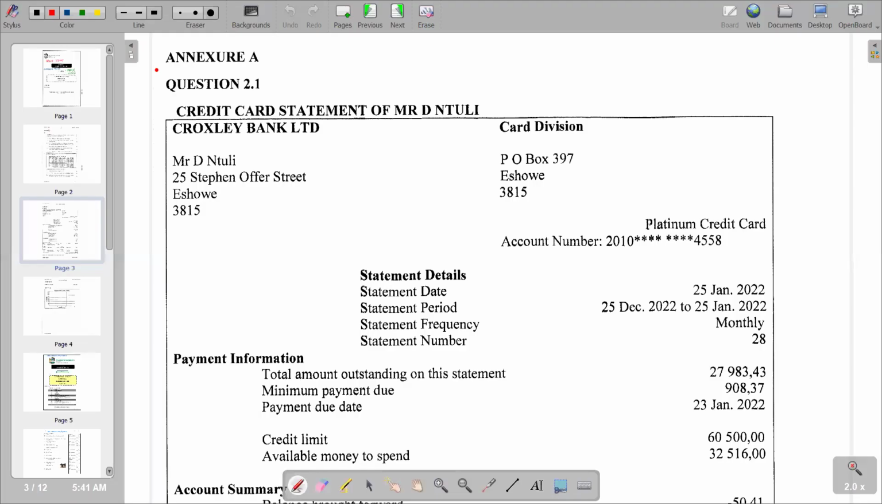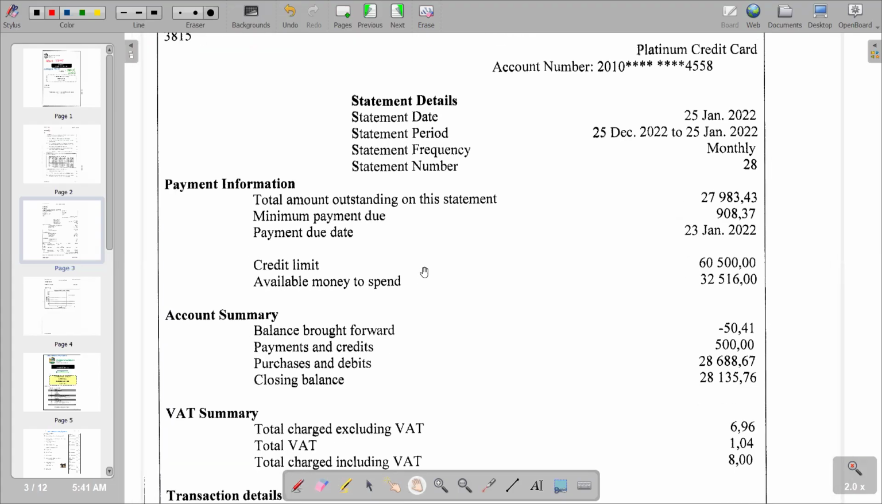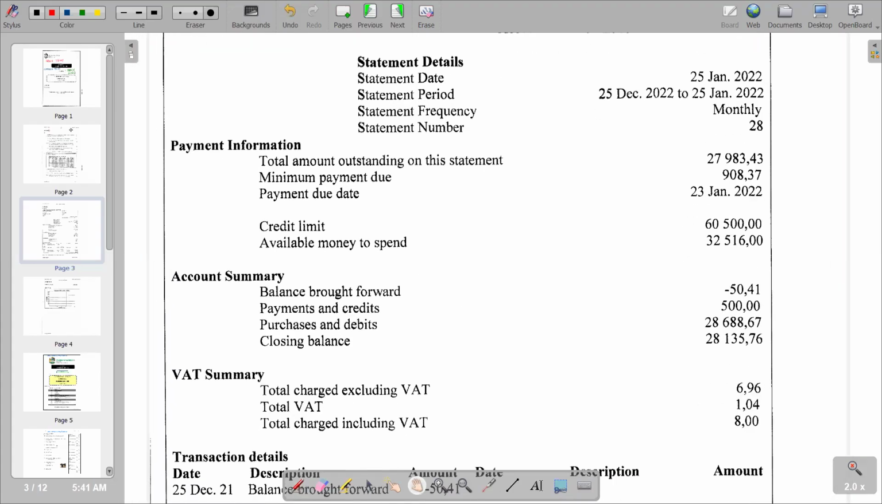So we see that this is our credit card statement for Mr. Mtuli, and this is our Annexure A. This is the information that we have according to the credit card statement. In terms of balance brought forward, we have our balance brought forward as negative 50.41. So basically, that's what we have.